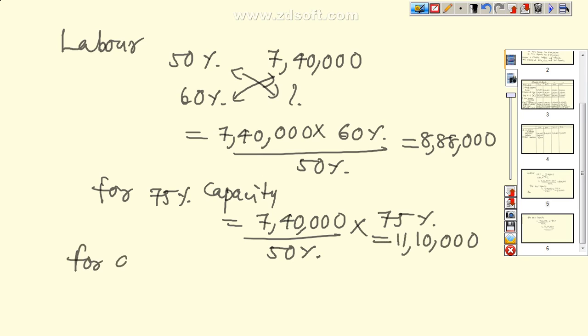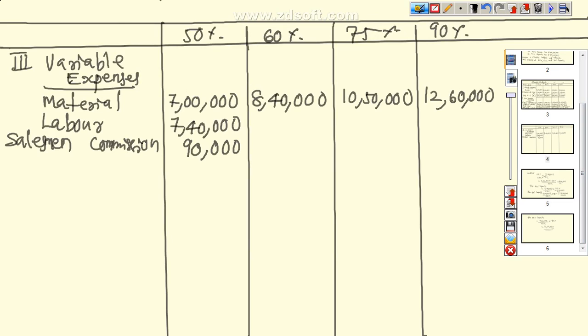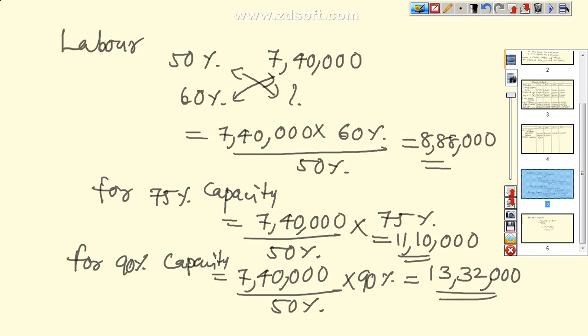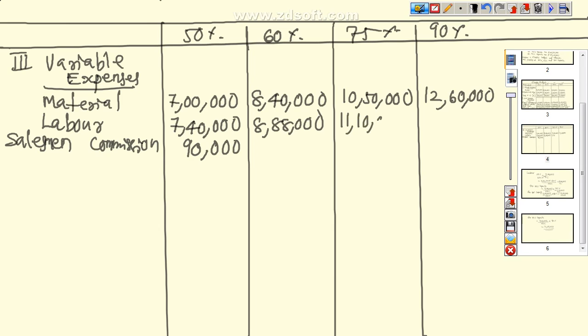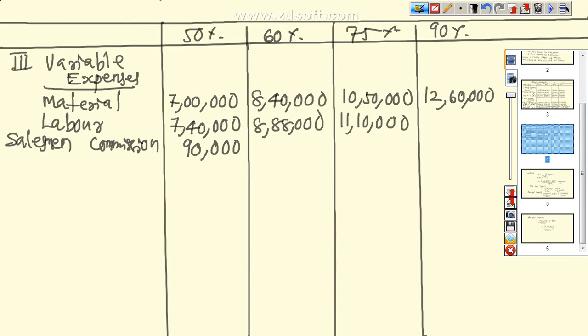Now how to calculate for 90% capacity? That is equal to 7 lakh 40,000 upon 50% multiplied by 90%, that is equal to 13 lakh 32,000. So we have to write these answers in the main table. Here it is 8 lakh 88,000, and for 75% capacity, that is equal to 11 lakh 10,000. So we write it here 11 lakh 10,000, and for 90% capacity, that is equal to 13 lakh 32,000. Now we have to calculate the same for salesman commission.